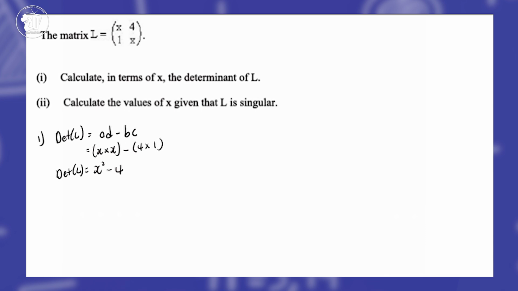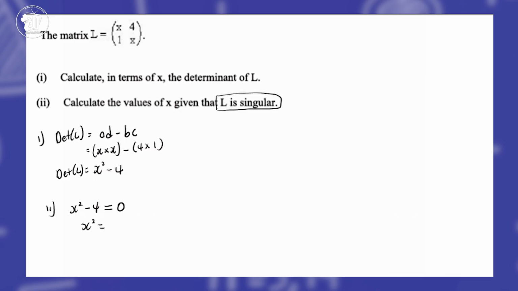Now the next part says calculate the values of x given that L is singular. When a matrix is singular, that means the determinant of that matrix is 0. So if you want to calculate the value of x, we already have this for the determinant, x squared minus 4. All we need to do, this is the determinant expression, is equate this to 0, and we solve.